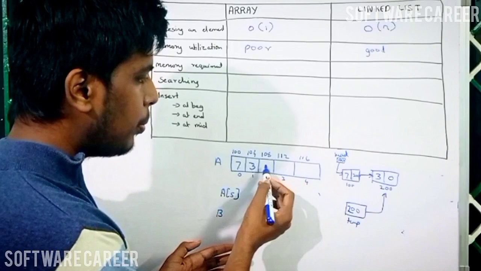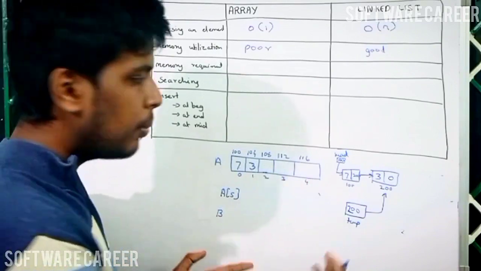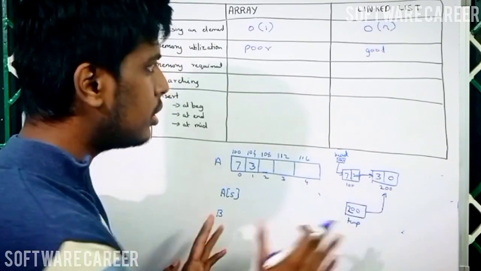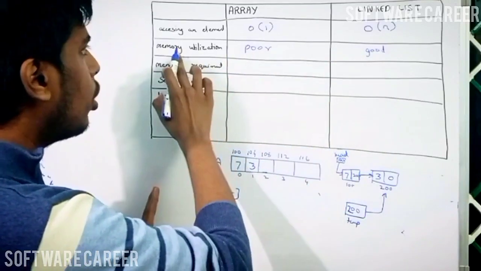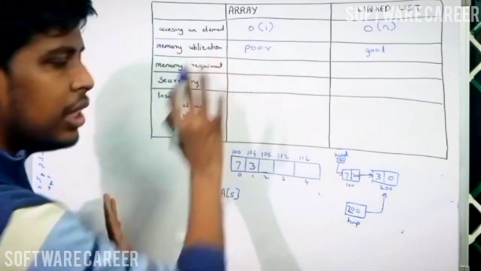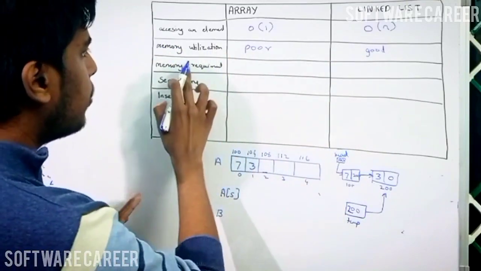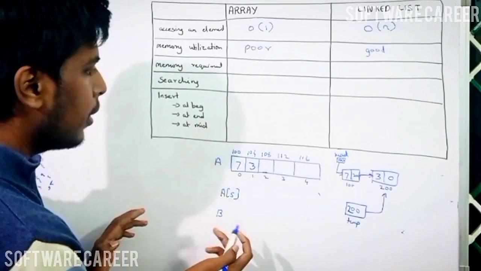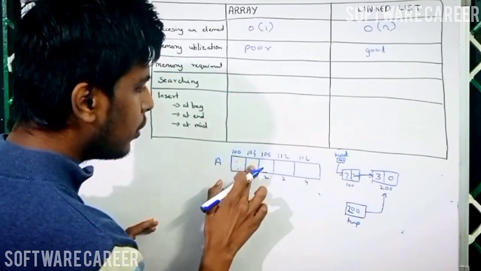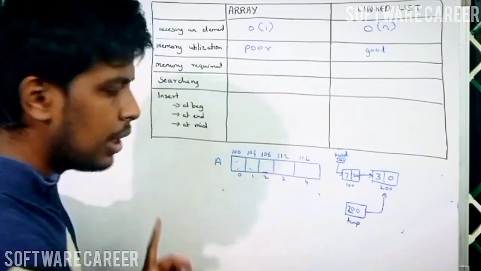See, in this, three spaces are wasted, but in this, no wastage is there. So this is the difference between array and linked list based on memory utilization. Now let's say memory requirement, this parameter. Let's see.